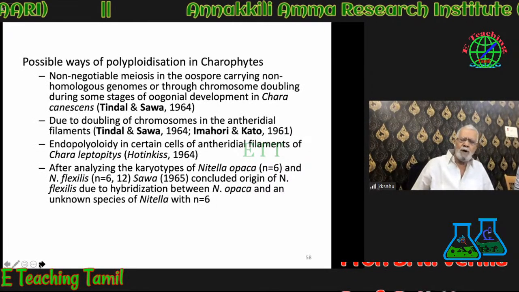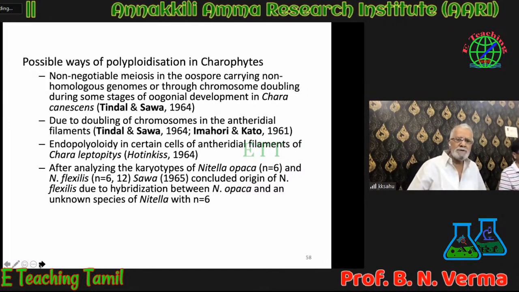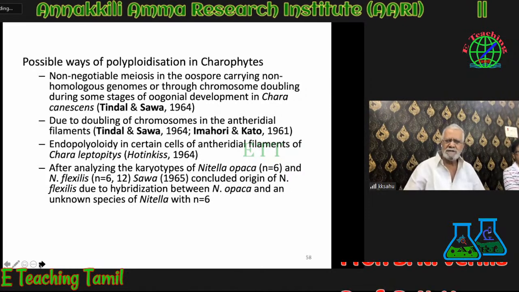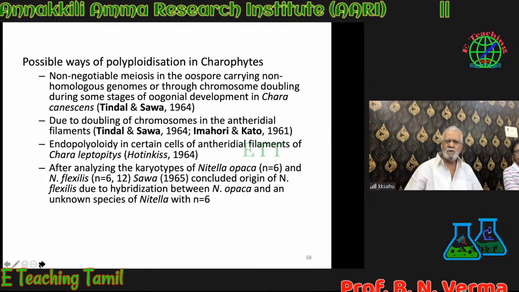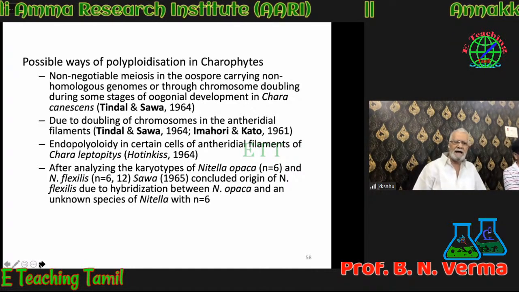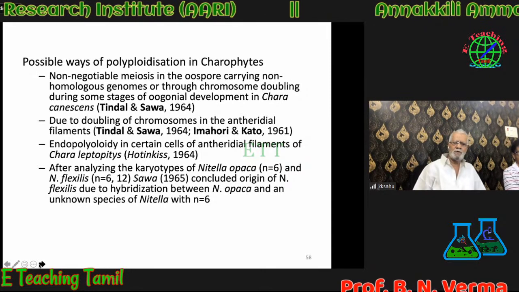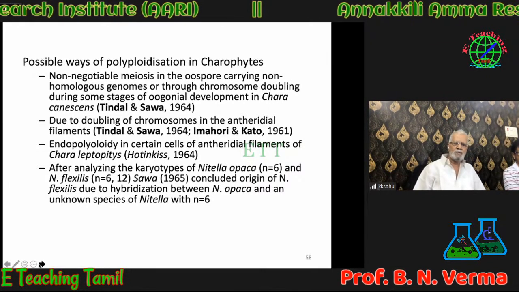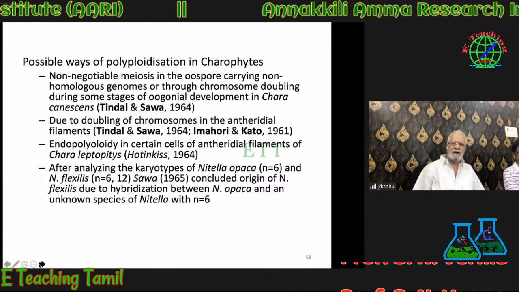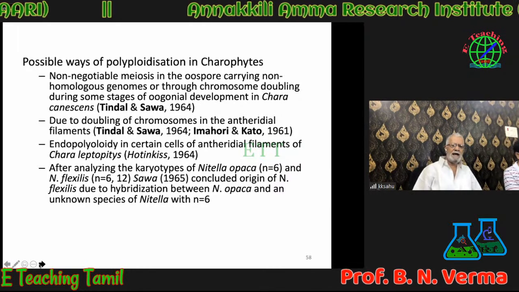Now, how is polyploidy attained? The Charophyta show quite a predominance of polyploidy, and these are the reasons. Non-homologous genomes may be carried through irregular meiosis, or chromosome doubling may occur during some stages of oogonial development in Chara canescens. This was told by Tyndall and Sharma in 1964. Due to doubling of chromosomes in the endothelial filaments, this was postulated by Tyndall and Sharma and Imahori and Kato. Endopolyploidy in certain cells of the endothelial filaments of Chara leptopitys may be the cause of polyploidy, as conceived by Hotchkiss.